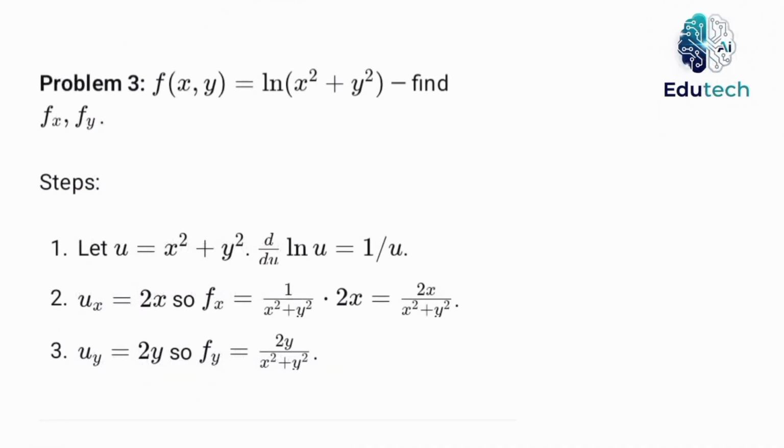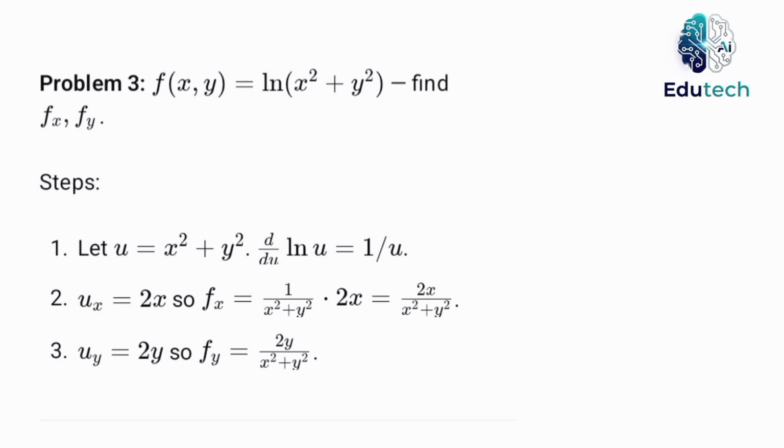f(x,y) = log(x² + y²). We can find fx and fy. Let u be equal to x² plus y². d/du of log u is equal to 1 by u. ux is equal to 2x. So fx is equal to 1 by (x² + y²) into 2x, which is 2x by (x² + y²). uy is equal to 2y. So fy is equal to 2y by (x² + y²).